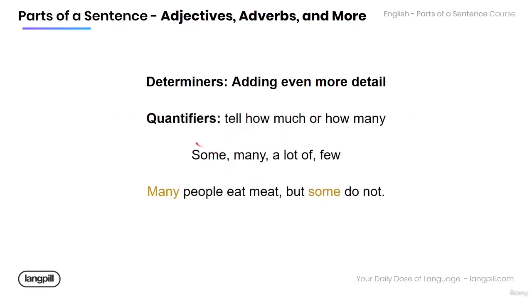We also have quantifiers. Quantifiers tell us how much or how many. So we have some, many, a lot of, few. These are all quantifiers. Many people eat meat, but some do not. So many and some, these are telling us how many, right? How many people? Many people. How many do not? Some do not.